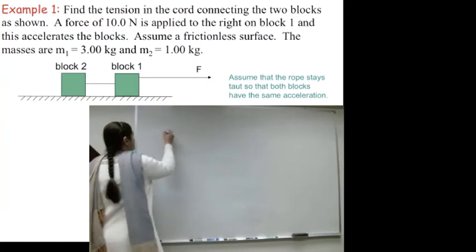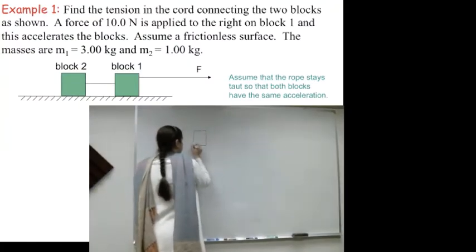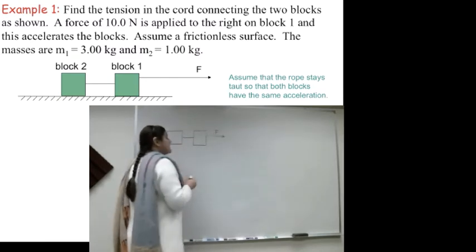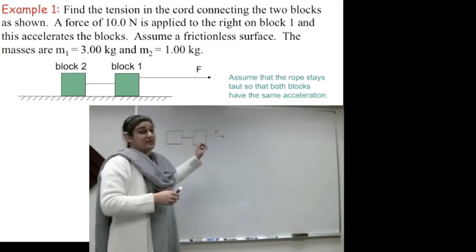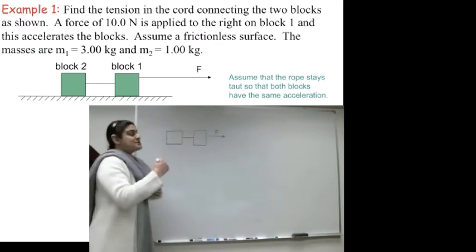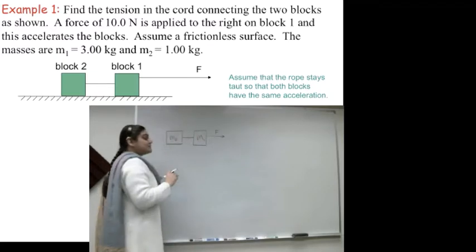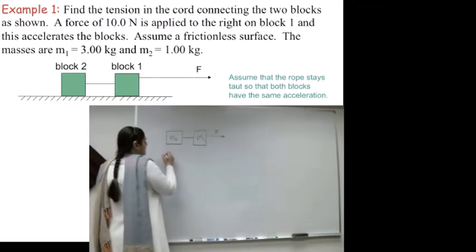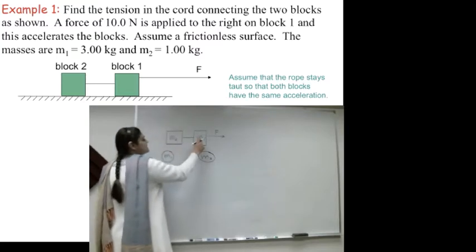So our question says we have two blocks, M1 and M2, and there is a force being applied to it. Now in this case, always remember that you have to take both masses individually. You can't take them as one mass, okay? So let's say this is my mass 1 and this is my mass 2. Now I have to write equations of motion for both mass 1 and mass 2. So let's start off by writing the equations of motion for M1, and then I'll write the equations of motion for M2. Okay, so this is M1.